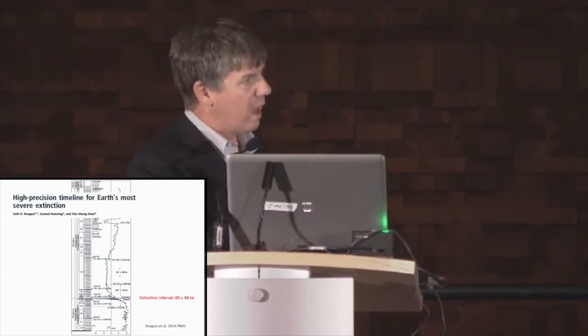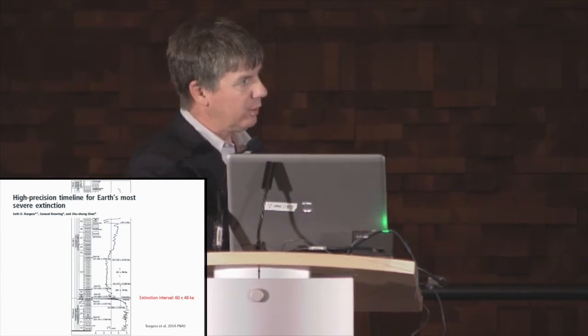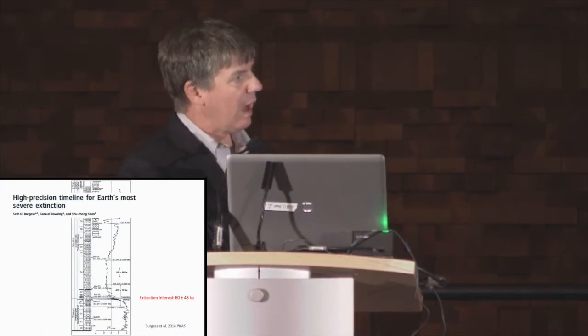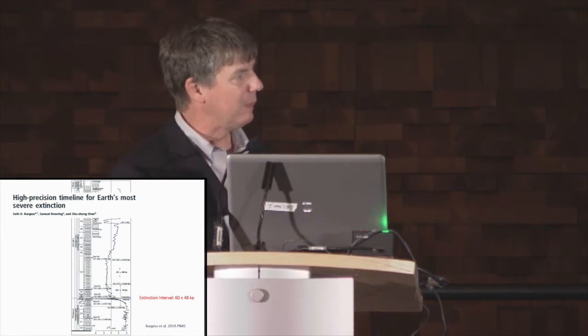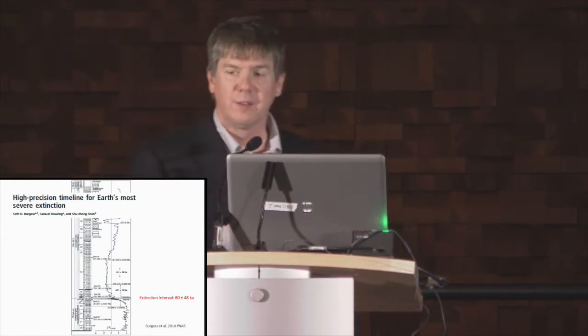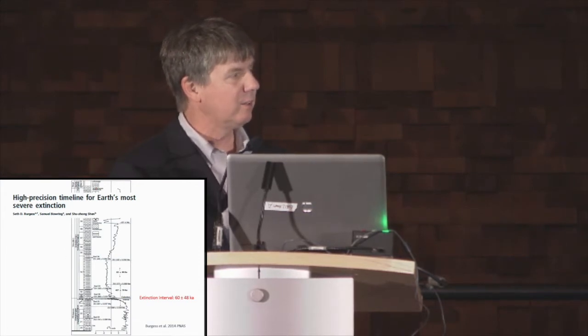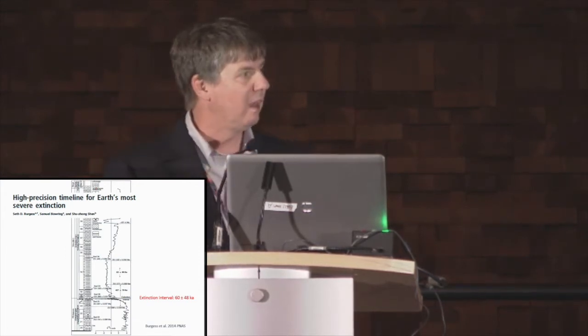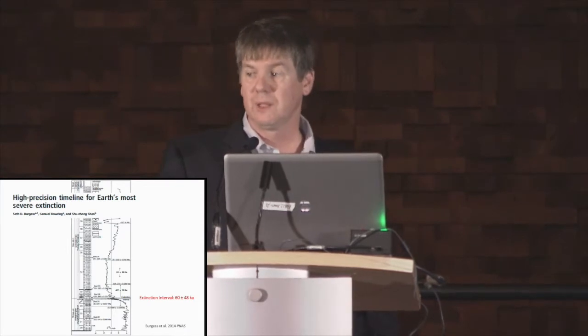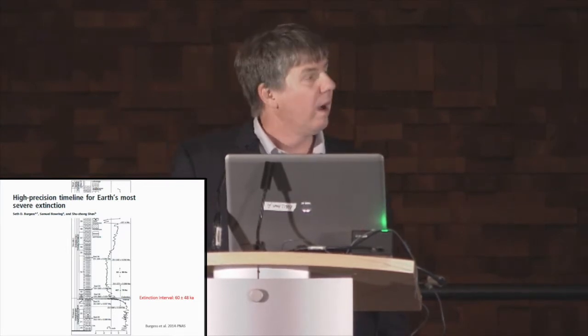using a combination of ash beds that are shown in black here that bracket the boundary, as well as carbon isotope data and statistical analysis of extinction patterns. They estimate the extinction interval for the Permo-Triassic to be 60,000 years, plus or minus 48,000 years. That's pretty quick.